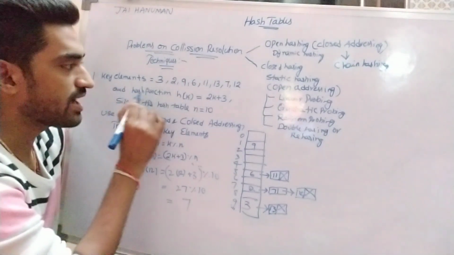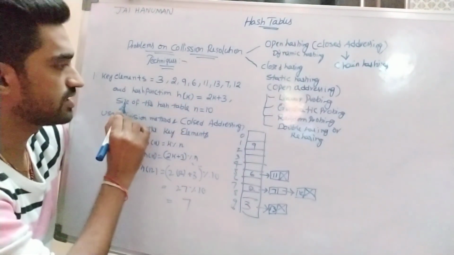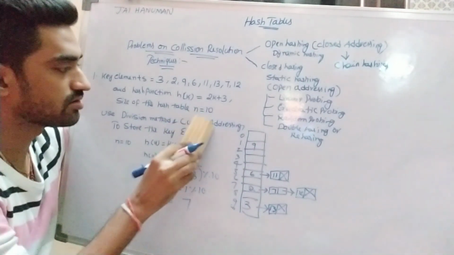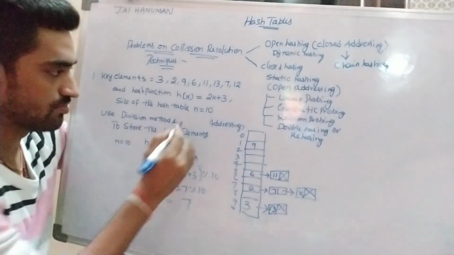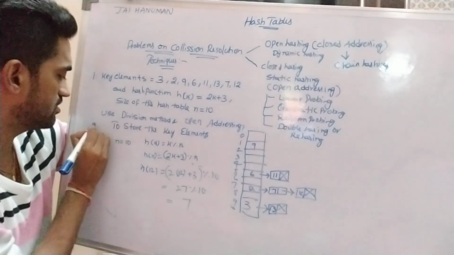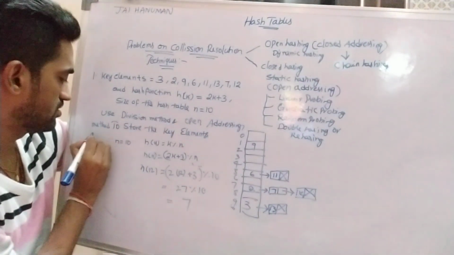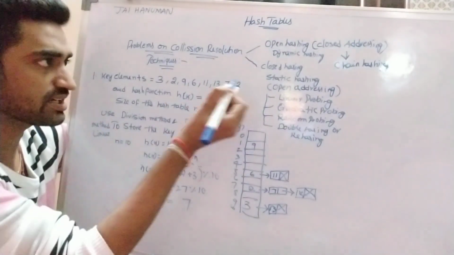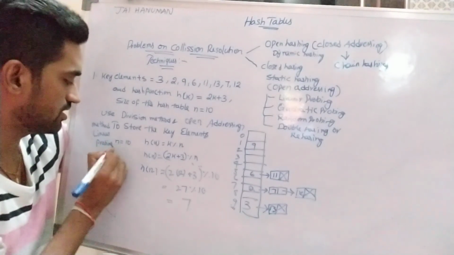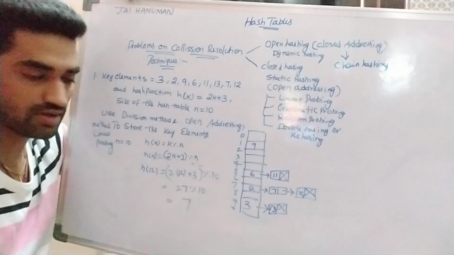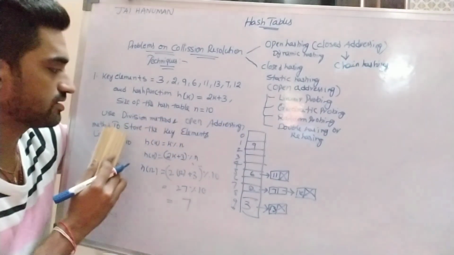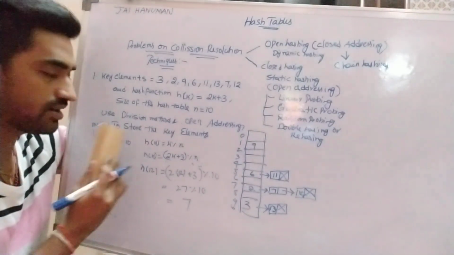So the key elements are the same, and the hash function h of k is equal to 2k plus 3, and the size of the hash table n is equal to 10. Using the division method and the open addressing method, linear probing. There are 4 techniques. So here I am taking linear probing to store all the key elements. I am solving this problem with the help of the division method and the open addressing method, linear probing.